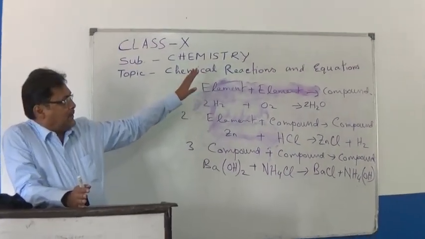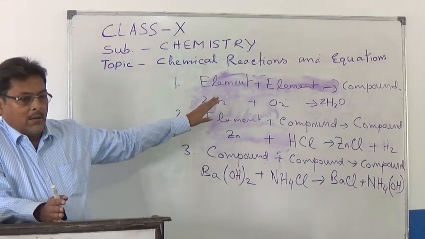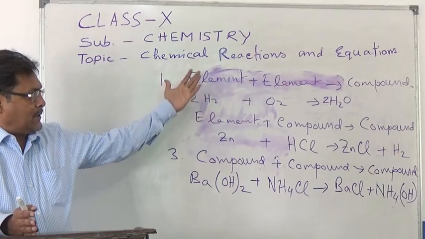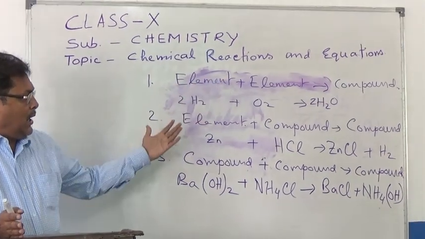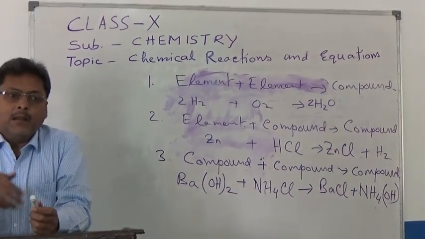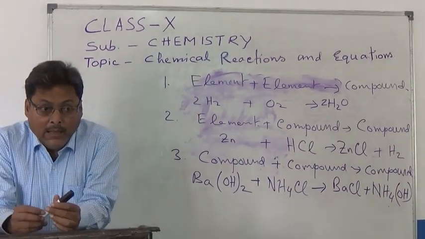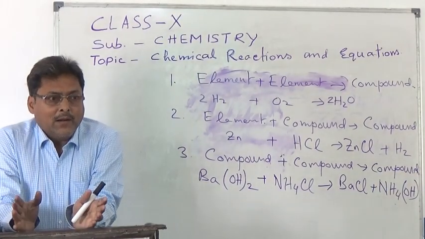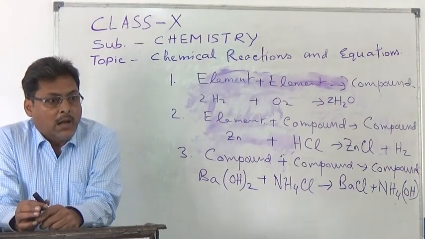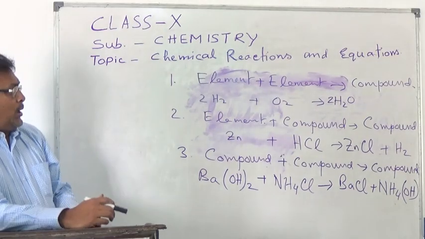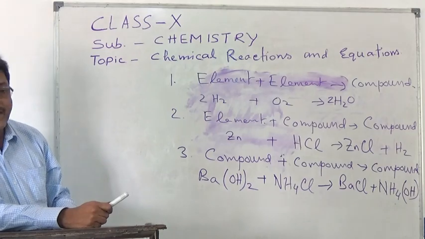These three kinds can be made into compounds. Elements into compounds, elements and compound to compound, and compound to compound again makes a new one. These are the three basic parts of the chemical reaction. Now, if you have understood up to this, let us also remember one basic point.